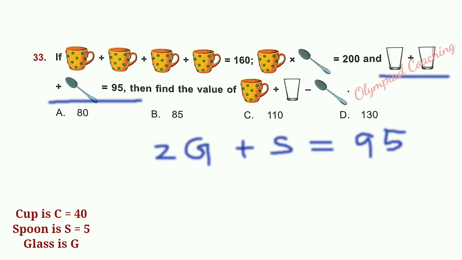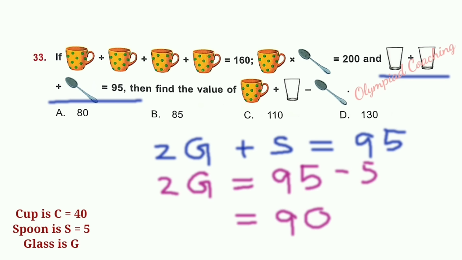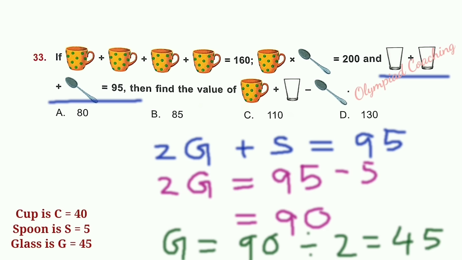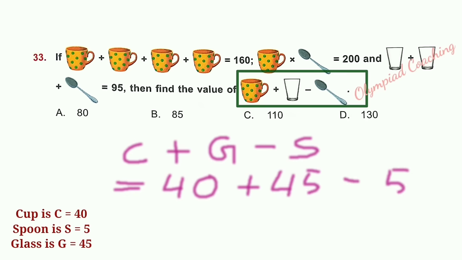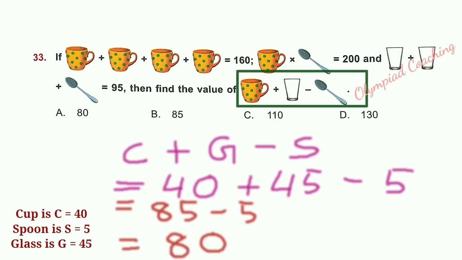Here in this statement, 2G plus S equals 95. 2G equals 95 minus 5, because S equals 5. So 2G equals 90. G equals 90 divided by 2 equals 45. So the simplification is 40 plus 45 minus 5 equals 85 minus 5 equals 80. Option A is correct.